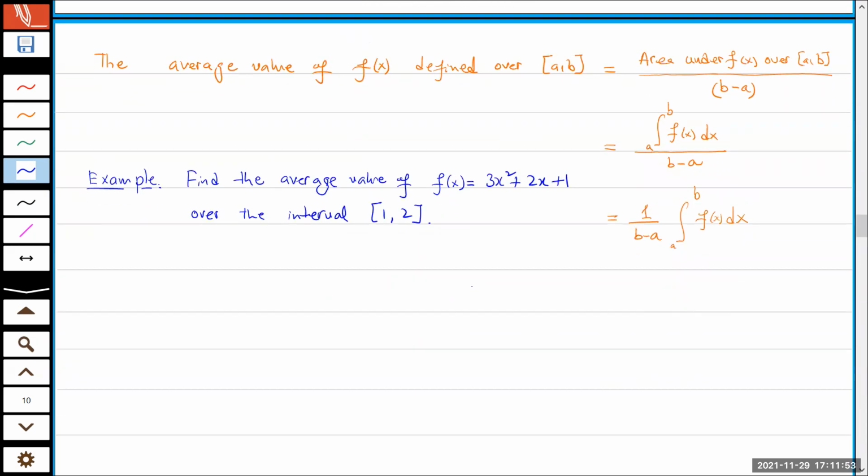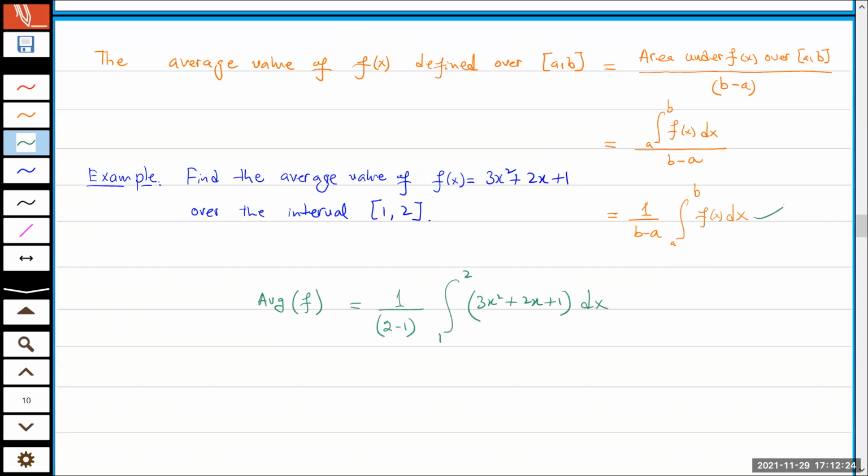Okay, I have the formula now, not a problem. We can write the average value of f, I'm using a short notation for that, over the interval 1 to 2. That would be equal to 1 over (2 minus 1), b minus a, times the definite integral from 1 to 2 of 3x squared plus 2x plus 1 dx. The formula that we just wrote over here. The integral gives us the area, and we are dividing it by the length of the interval.